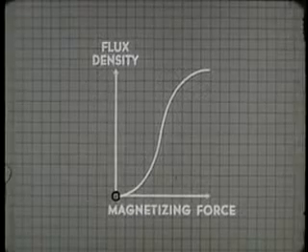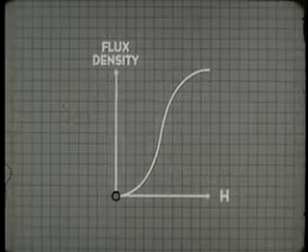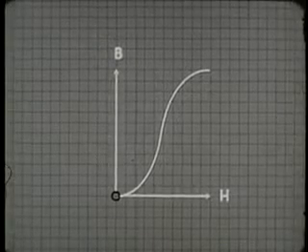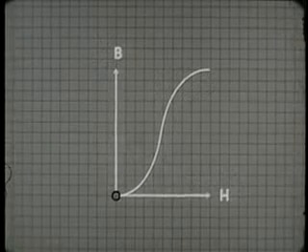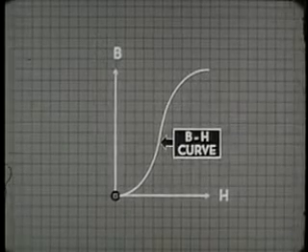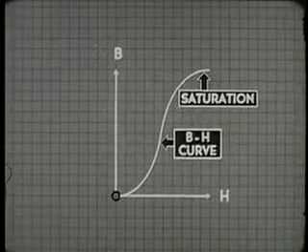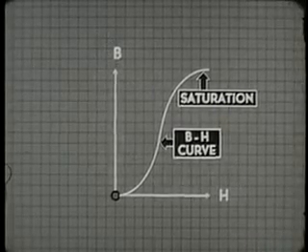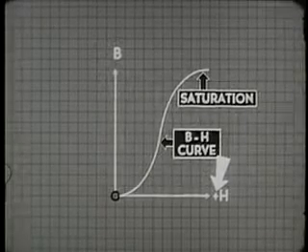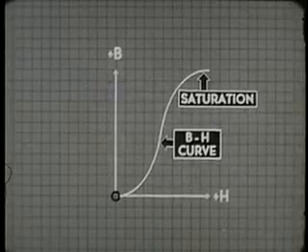The symbol for magnetizing force is the letter H. The symbol for flux density is the letter B. The relationship between magnetizing force and flux density for any given core material is represented by its BH curve. This is the point of saturation. The core is holding just about all the magnetism it can hold. We've been applying a positive magnetizing force here, which produced a positive flux density and brought the core to a state of positive saturation.